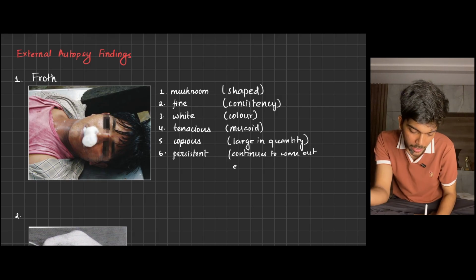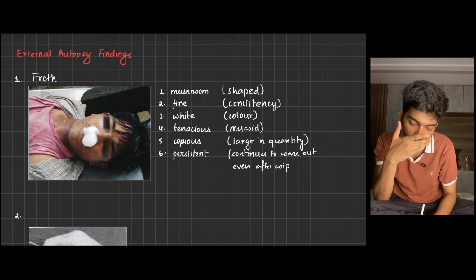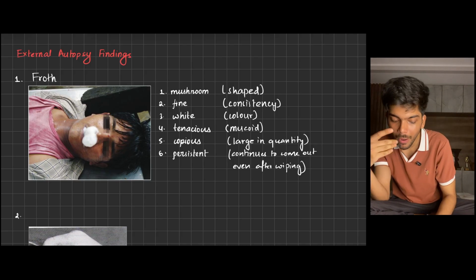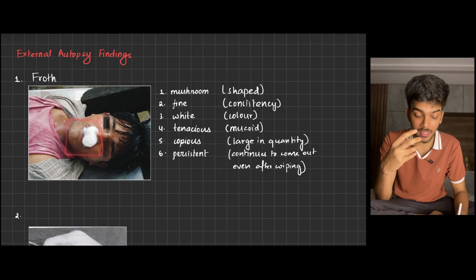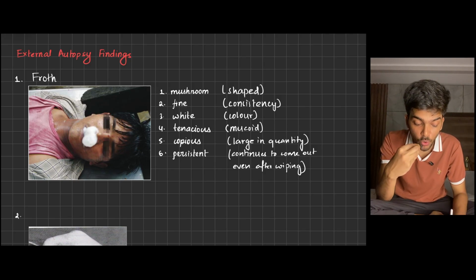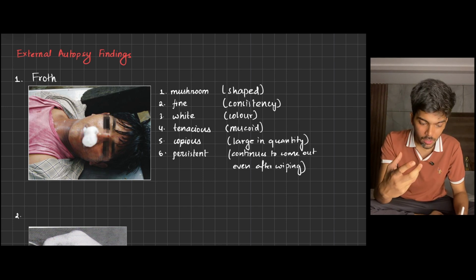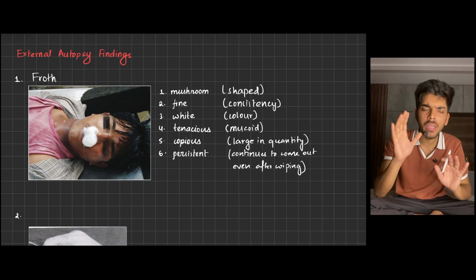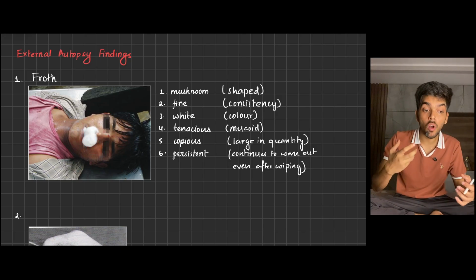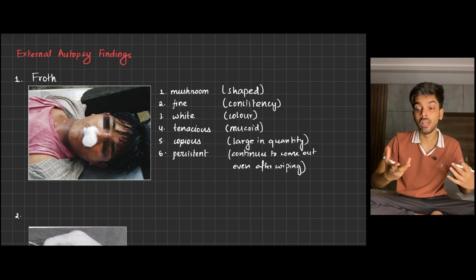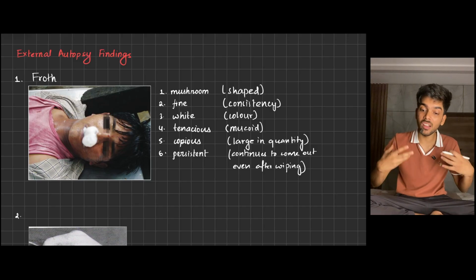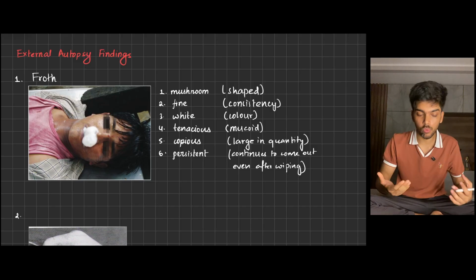even after wiping. Even after you wipe the nose and mouth with a cloth, the froth will still continue to come out of the nose and mouth when you apply a little bit of pressure on the chest. Because this froth is not coming out of the larynx or pharynx, it is coming out of the lung itself. So as soon as there is froth inside the lung, it will keep on coming out.